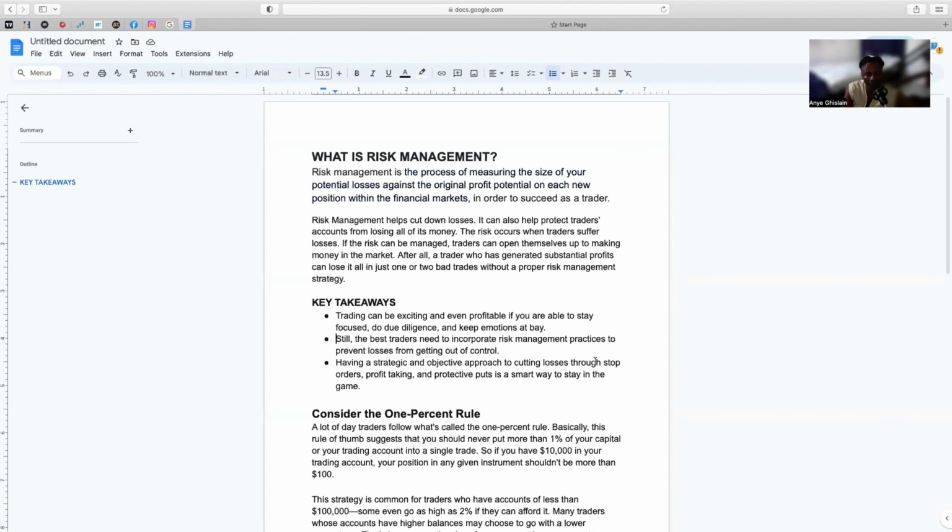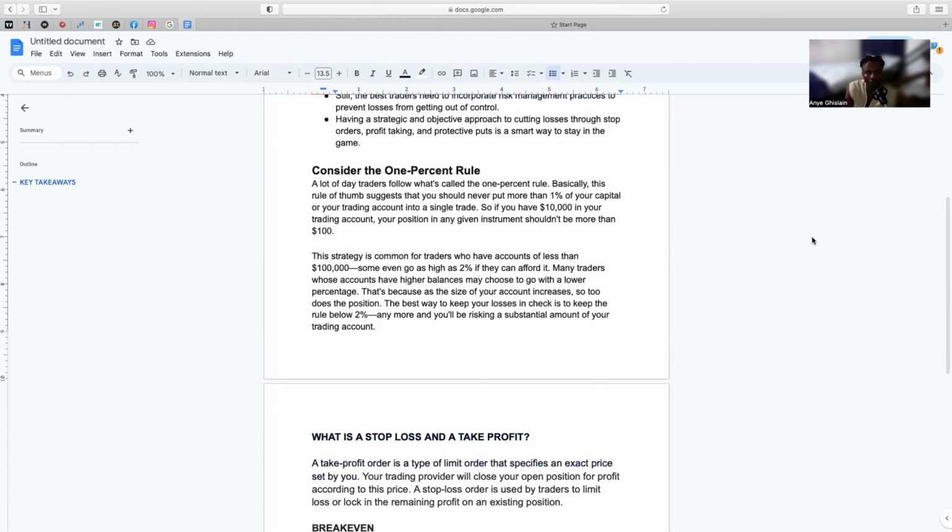Okay, let's get back here. Let's look at some other points, right? So does it consider the 1% rule? This 1% rule, what does it state?